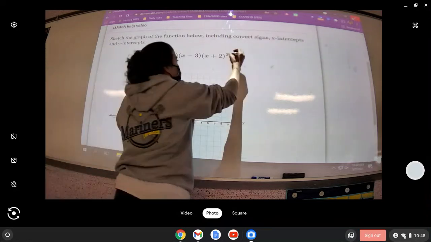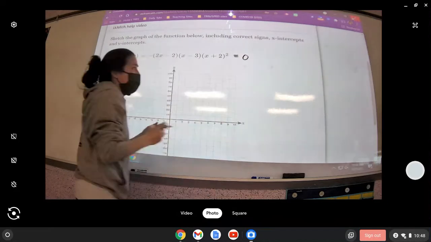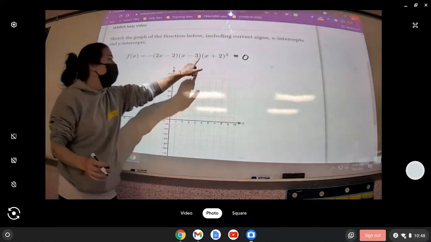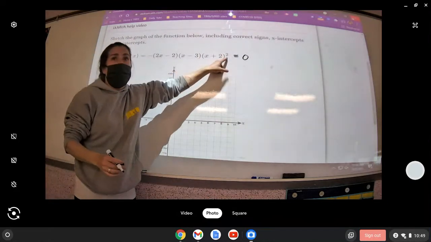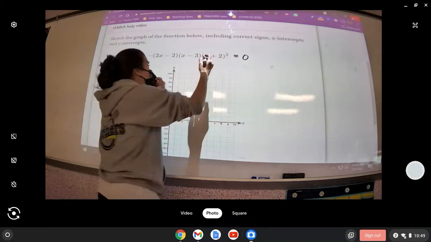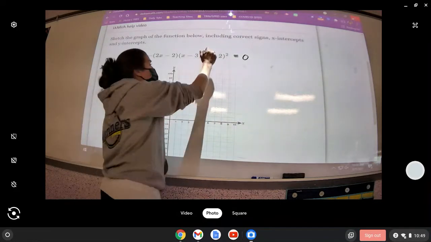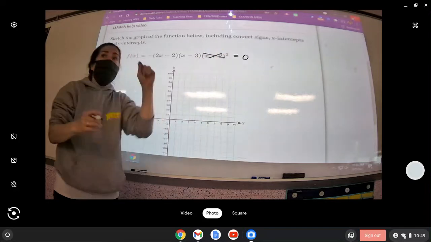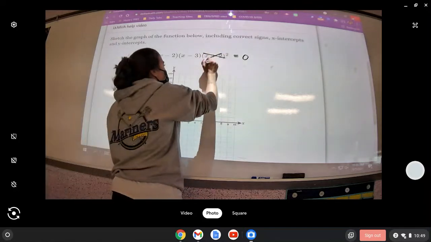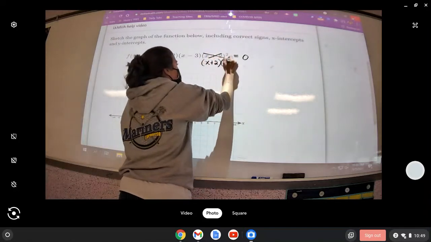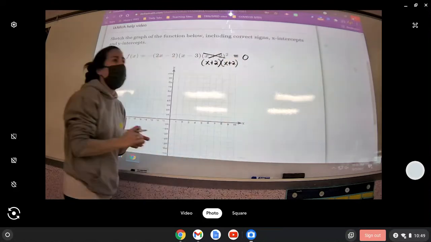Let's set this function equal to 0. Let's start getting our x-intercepts. I do like to rewrite these factors that have an exponent on them. I like to expand that out. All right, it helps me get my leading term, and it makes me remember that I'm probably going to get more than one x-intercept from that. So that's really x plus 2, and there are 2 factors of it. All right, here we go.